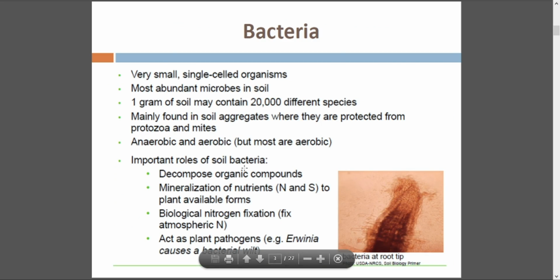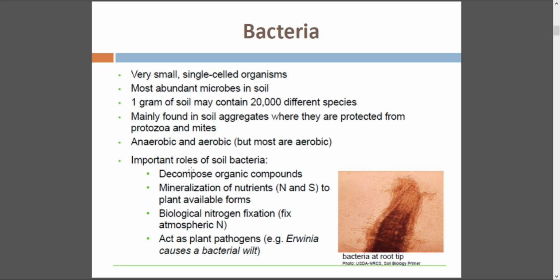We will start by looking at the bacteria. Bacteria are very small and they are single-celled organisms. These are the most abundant microbes in the soil, where 1 gram of soil may contain 20,000 different species of bacteria. Bacteria are mainly found in soil aggregates where they are protected from protozoa and mites, which might instead feed on them. Bacteria can be both anaerobic and aerobic, but most of the bacteria we find in the soil is aerobic in nature.